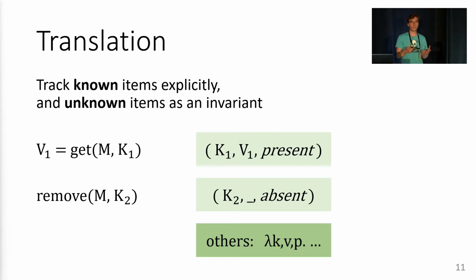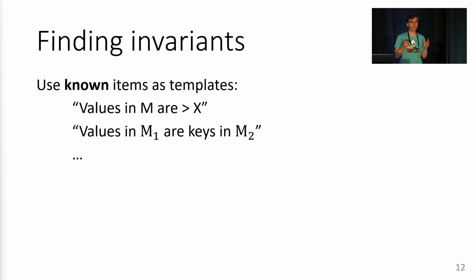This scales because now, no matter how many items there might be in that map, we only need to track the items that we actually know about. The others are all represented with one invariant. This also means that now we can do invariant inference.